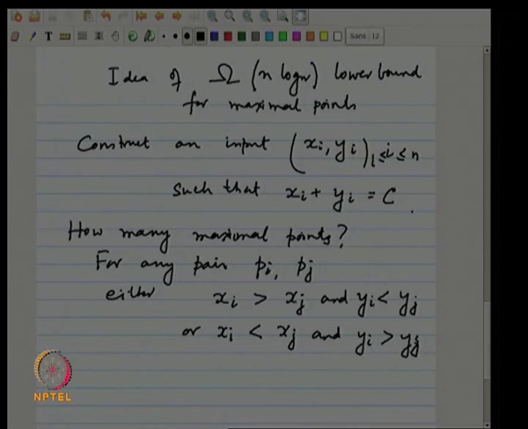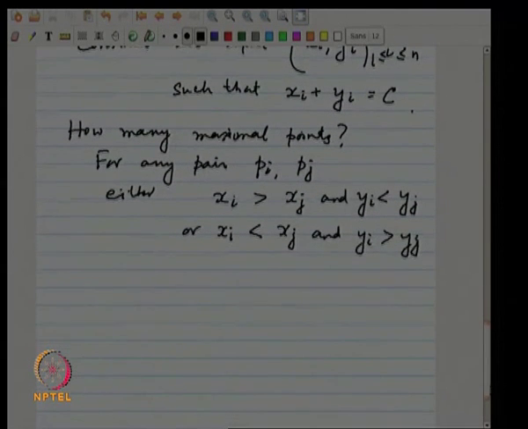So, whatever be the algorithm for maximal points, that algorithm should be able to detect this condition. If it is the correct algorithm, it should produce the final answer. Now, to produce the final answer, it should have been able to conclude that for all pairs of points, either this is true or this is true.